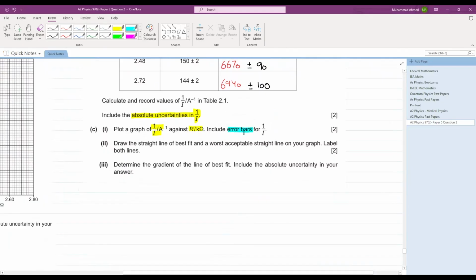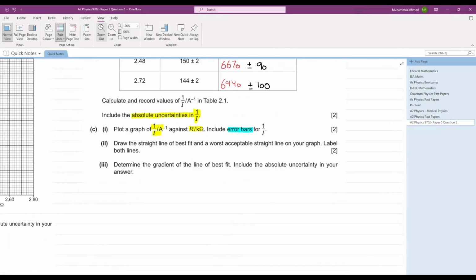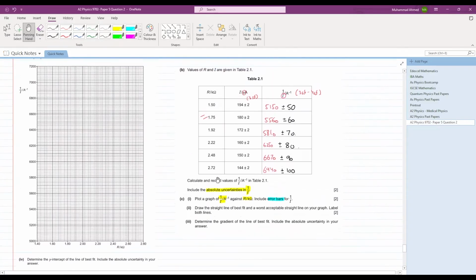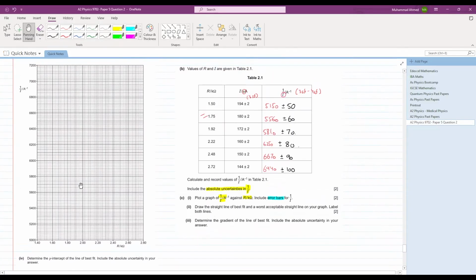What is a line of best fit? What is the worst fit line? We will see everything. First of all, let's start the plotting. So, when we start the plotting, an interesting thing that the examiner has already done here is he has marked the axes. So, this is something that you don't have to be worried about.